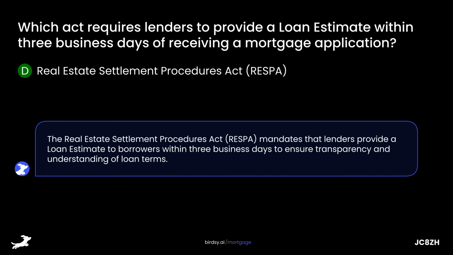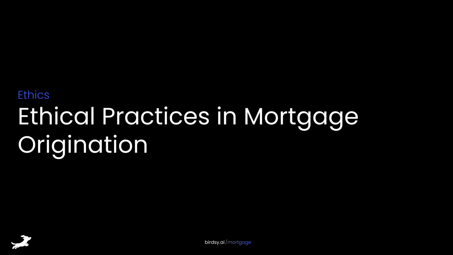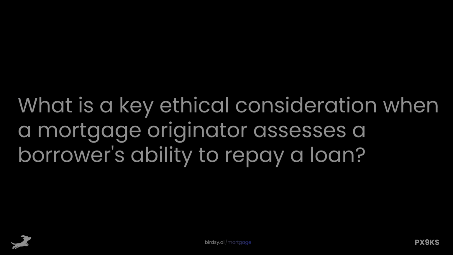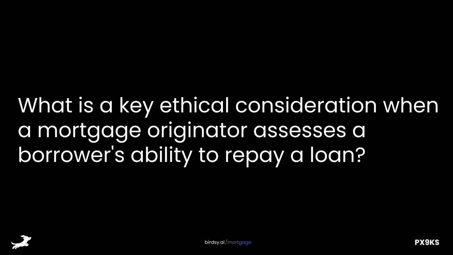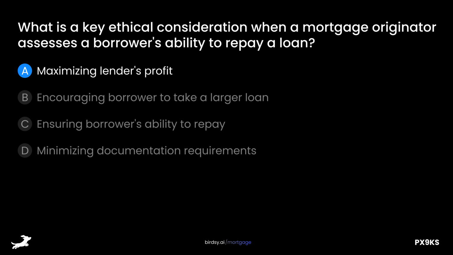The Real Estate Settlement Procedures Act mandates that lenders provide a loan estimate to borrowers within 3 business days to ensure transparency and understanding of loan terms. Ethical practices in mortgage origination. What is a key ethical consideration when a mortgage originator assesses a borrower's ability to repay a loan? Is it A. Maximizing lender's profit, B. Encouraging borrower to take a larger loan, C. Ensuring borrower's ability to repay, or D. Minimizing documentation requirements? The answer is C. Ensuring borrower's ability to repay.